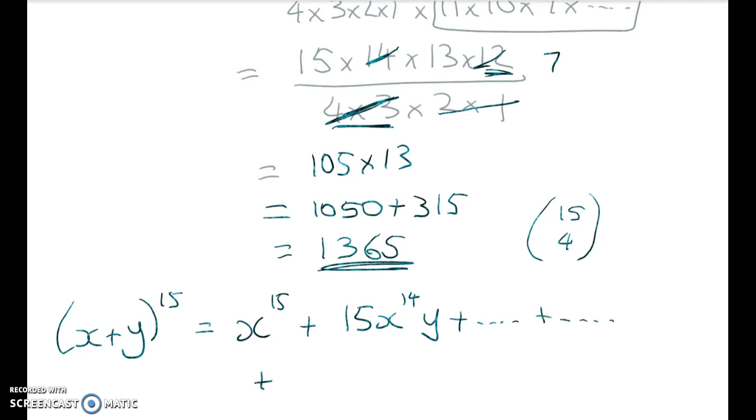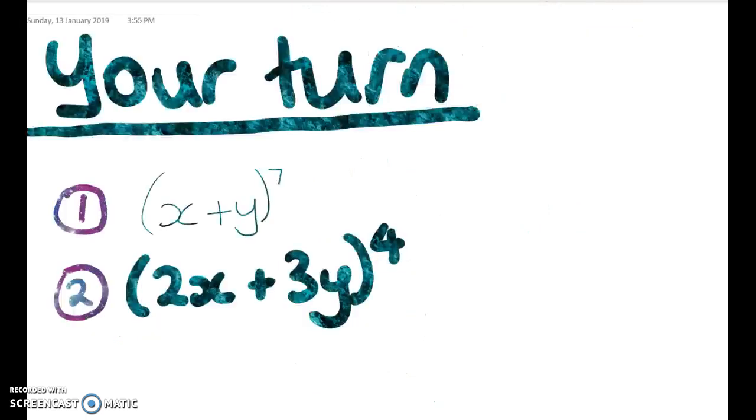And then the next term in there would be 1365 x to the power of 11, y to the power of 4, and so on. Okay, so that's a very basic revision of combinations and how they work. Now I want you to have a go at a couple on your own. This first one, x plus y to the power of 7, is one that you can do either using Pascal's triangle or using combinations. And then the second one is one that I would just do with Pascal's triangle.